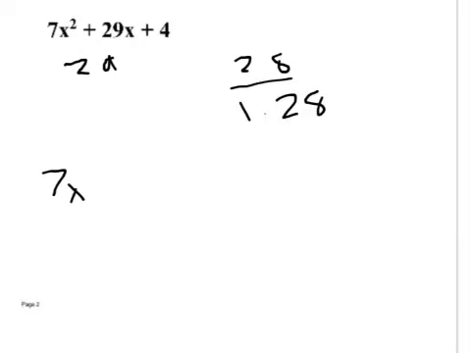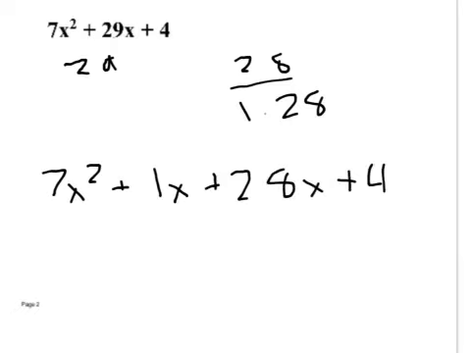So here's how we split this up. We go 7x squared plus, we write one of the terms first. I'm going to go with 1x, or just x, plus 28x, and then plus 4. So we split up the 29x into 1x plus 28x. Then we factor by grouping. So we group this and we group this.